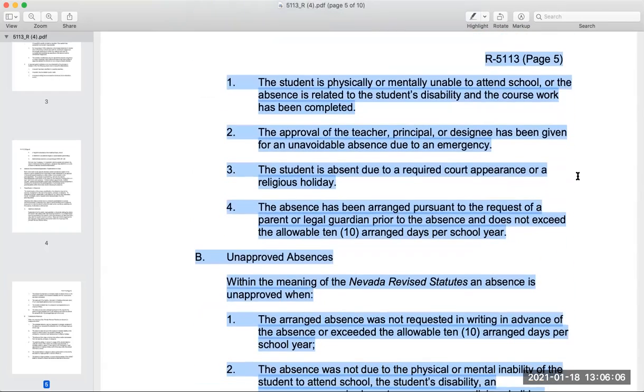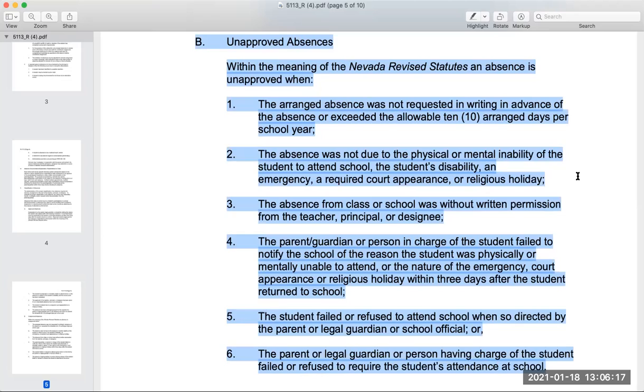An absence is unapproved when 1. The arranged absence was not requested in writing in advance of the absence or exceeded the allowable 10 arranged days per school year. 2. The absence was not due to the physical or mental inability of the student to attend school, the student's disability, an emergency, a required court appearance, or religious holiday. 3. The absence from class or school was without written permission from the teacher, principal, or designee. 4. The parent guardian or person in charge of the student failed to notify the school of the reason the student was physically or mentally unable to attend, or the nature of the emergency, court appearance or religious holiday within 3 days after the student returned to school.